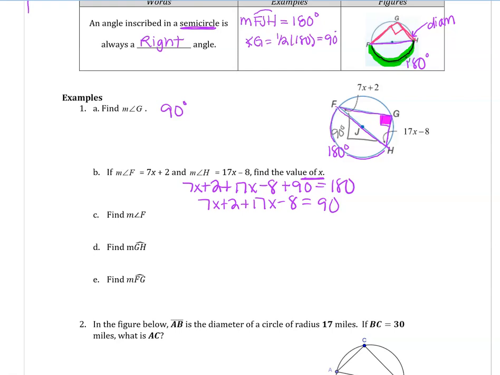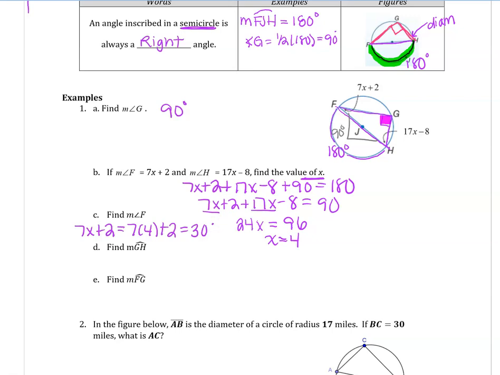From there, I'm just going to combine my like terms. I've got 7x and 17x, which gives me 24x. Then I've got negative 6, which I can add over, which gives me 96. When I divide by 24, I get x equals 4. What is the measure of angle F? Well, I know F is 7x plus 2. So 7 times 4 plus 2 is 28 plus 2, which is 30.